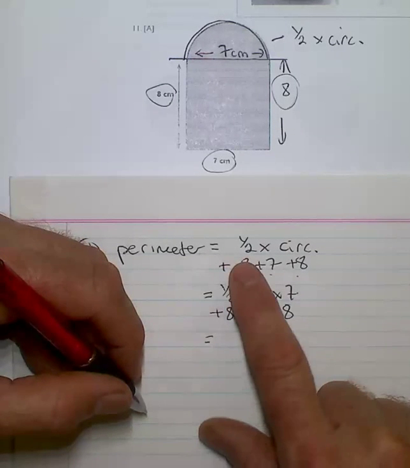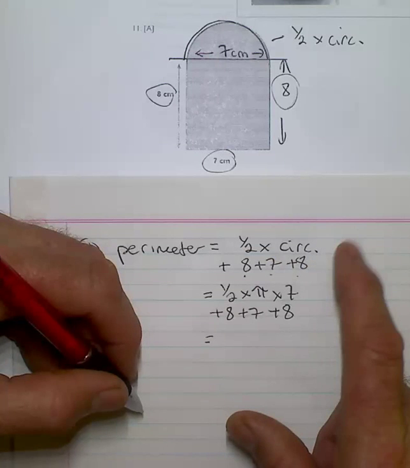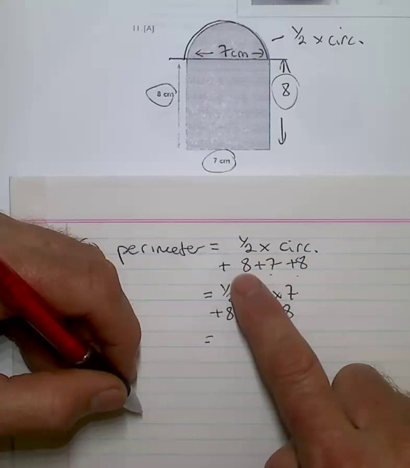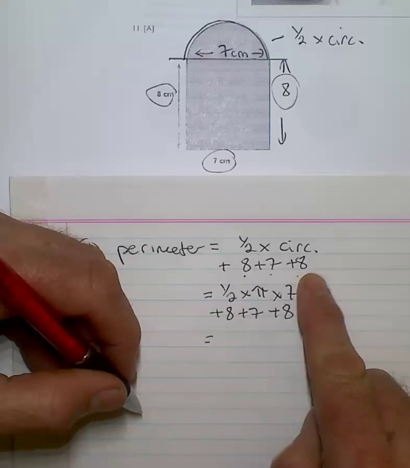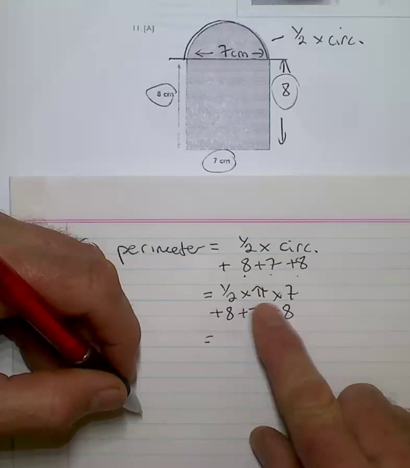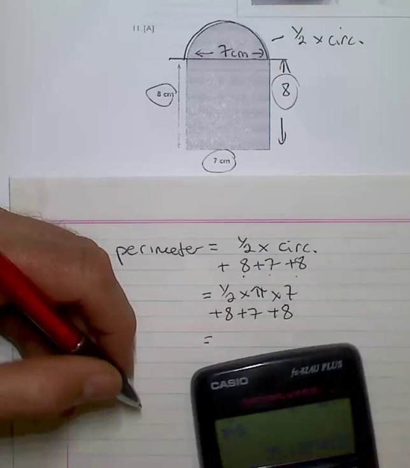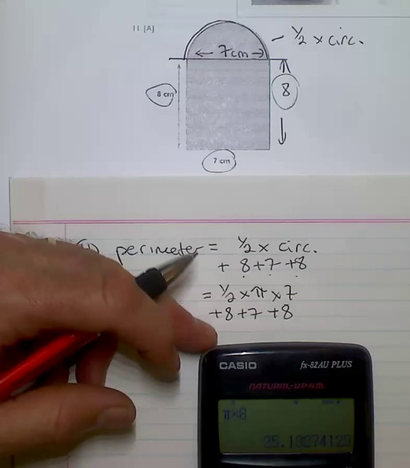I've written this out quite mathematically. It is quite a hard problem compared to the others you've done. Half times the circumference plus the 8, the 7 and the 8. I've written it down in notation that my calculator will handle. Rest assured, your calculator should be able to handle that quite well.